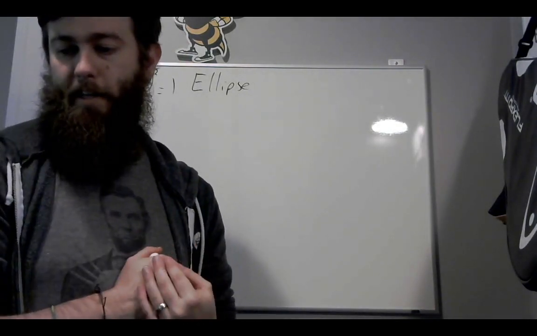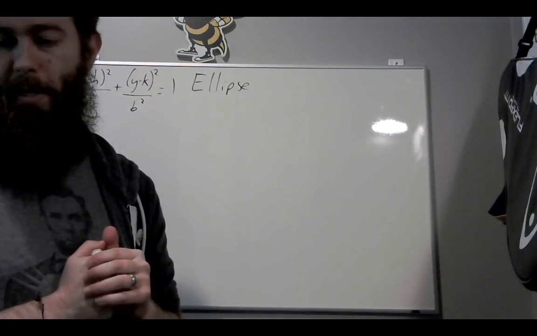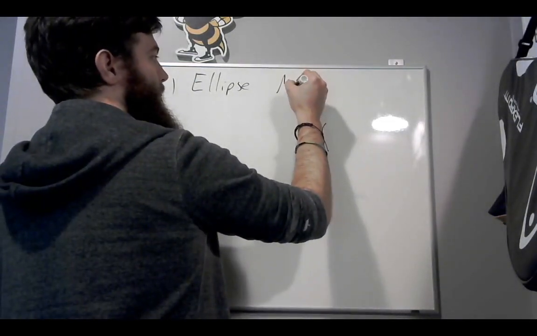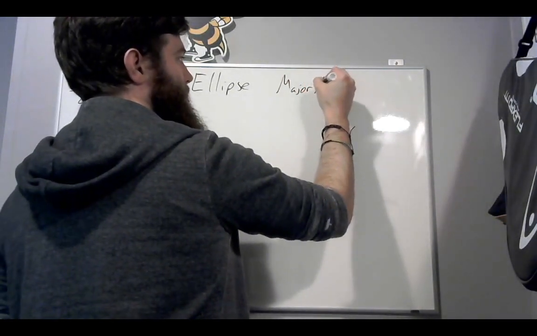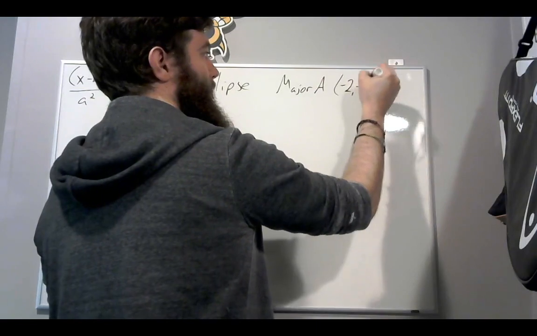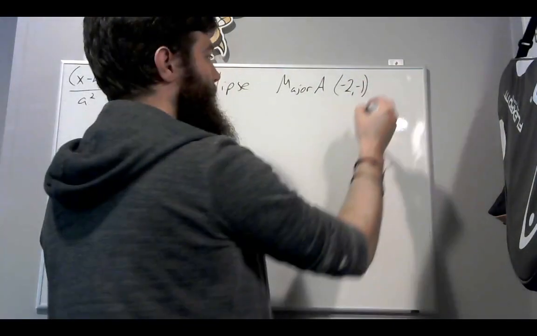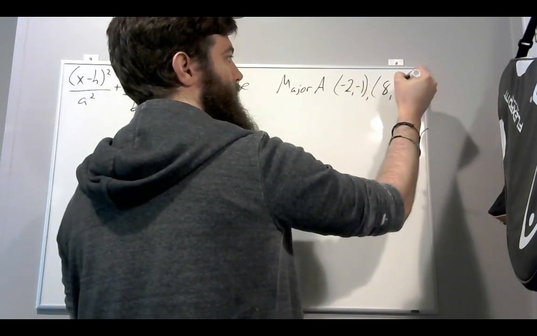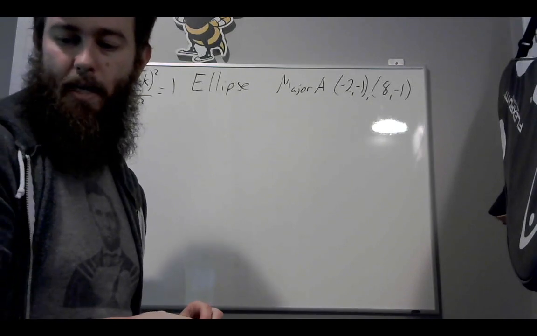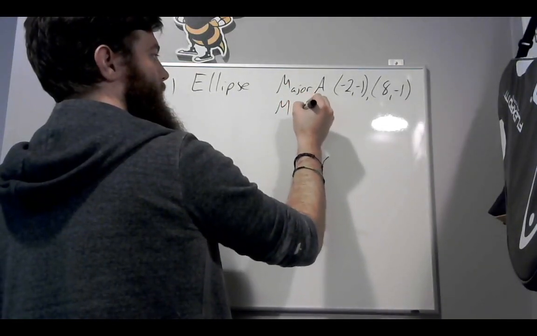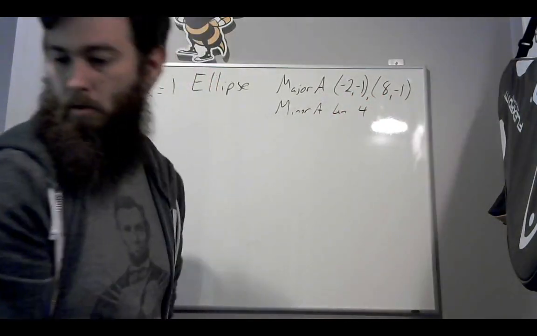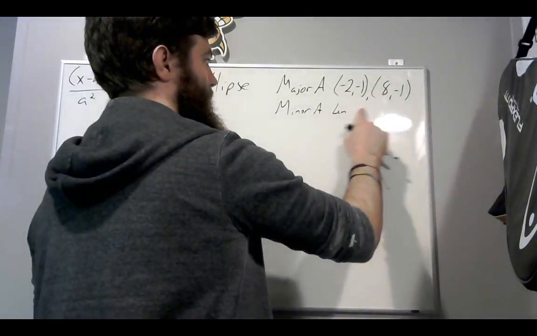It says, find the standard form of the equation for an ellipse whose major axis has the endpoints of -2, -1 and 8, -1. We were also told that the minor axis has a length of 8.